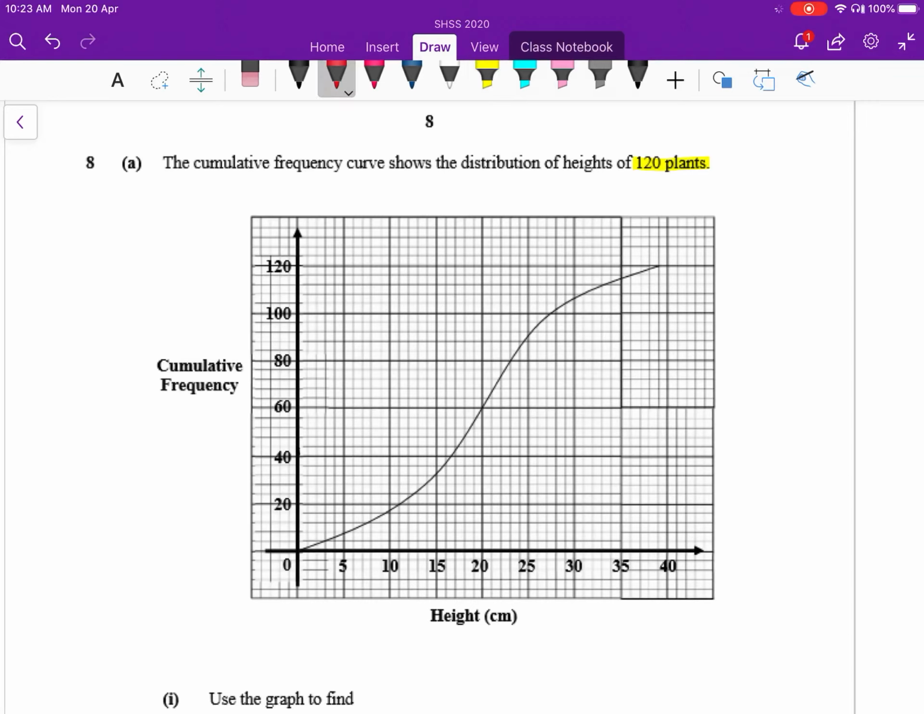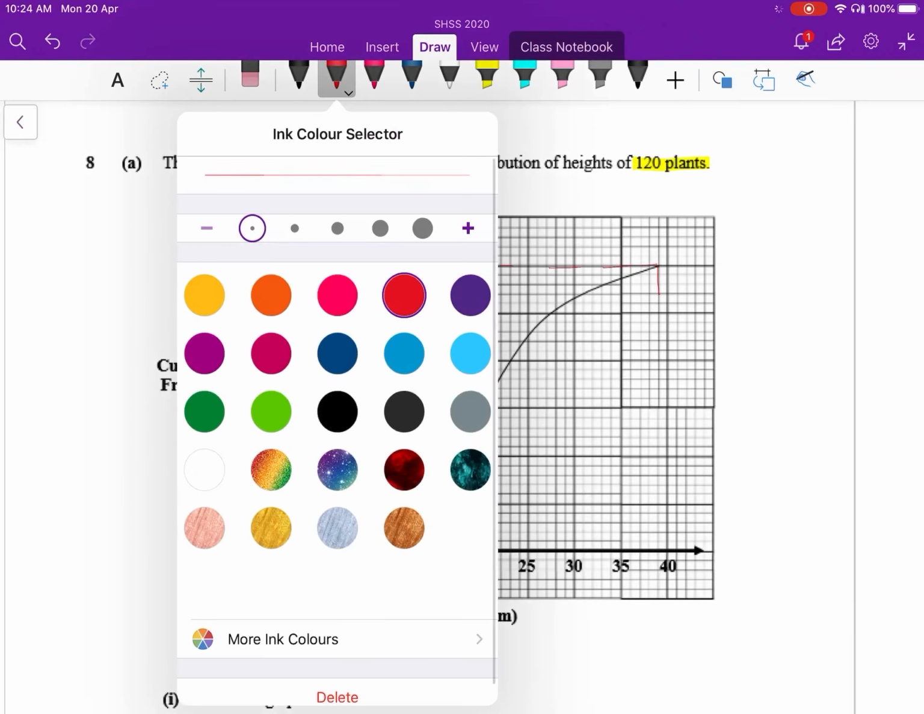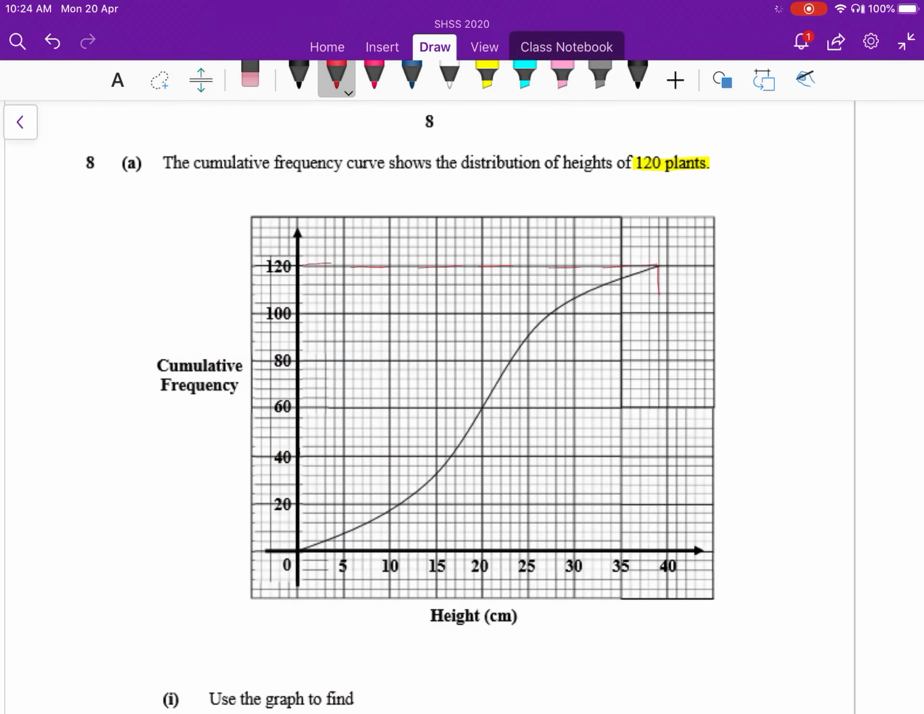If you know how to read the cumulative frequency curve that you learned from last year, you would have known that the tallest plant, let me just plot it with my red line, is 39 cm. That is the tallest one. This is a graph plotted from the shortest plant, the first plant, all the way to the tallest plant, the 120th plant.